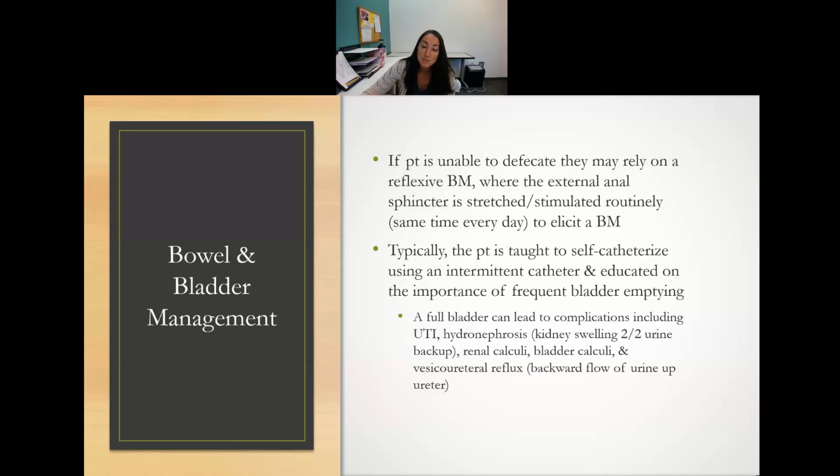And then full bladder can lead to urinary tract infection. It could lead to hydronephrosis, so that's the kidney swelling because of urine backup. It could lead to renal calculi, that's like kidney stones, calcium deposits. Could lead to bladder calculi, so stones within the bladder. And then vesicoureteral reflux. I practiced it earlier, but it didn't work, did it? Backflow of the urine up into the ureters, and that would cause an even worse infection.